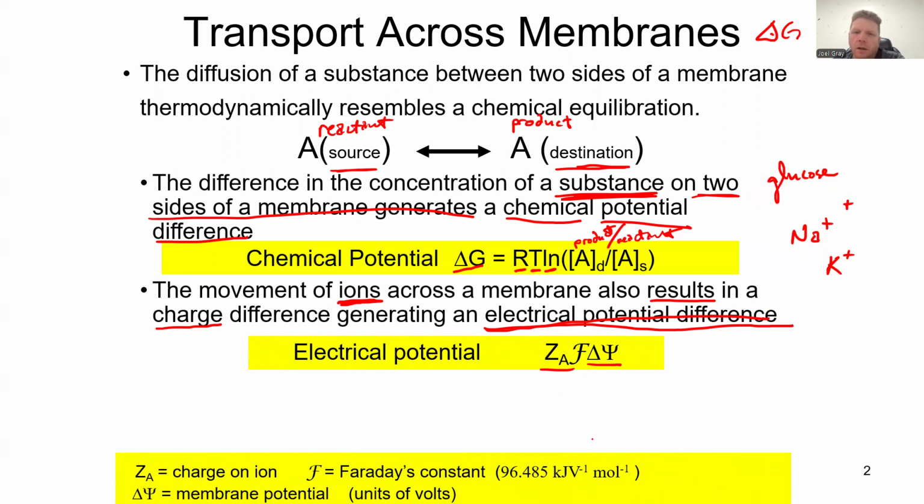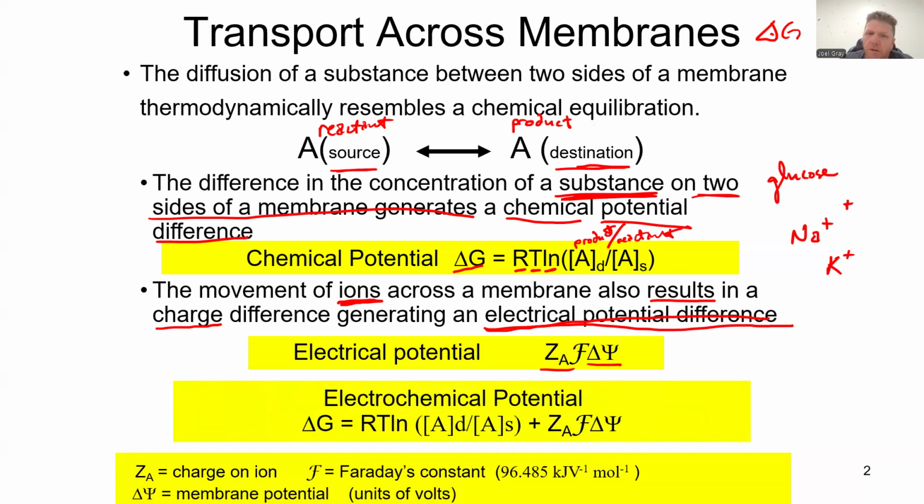Faraday's constant, or F, is 96,485 joules per volt mole, or 96.485 kilojoules per volt mole. Delta psi is our membrane potential. The units for this are in volts.